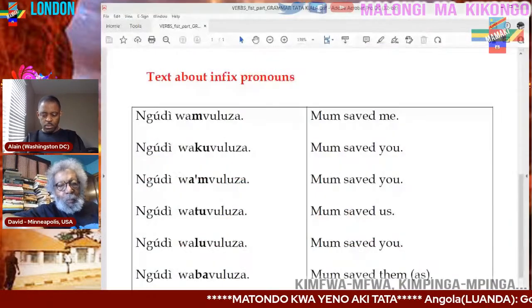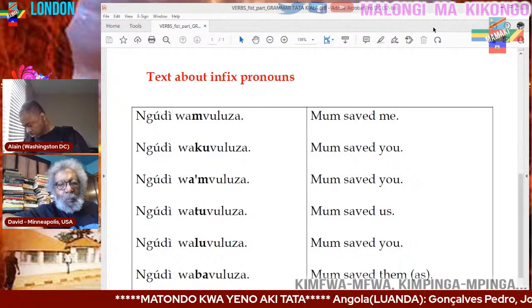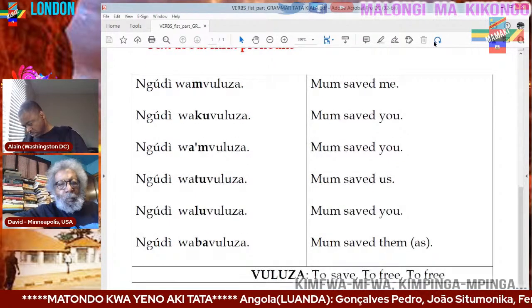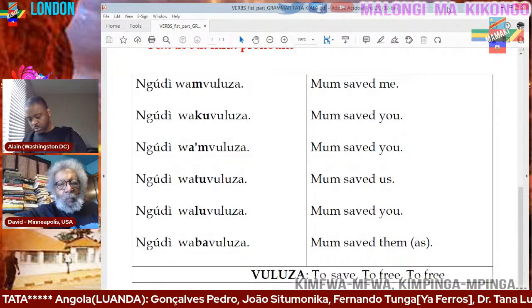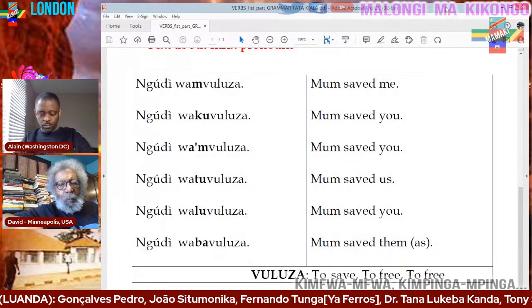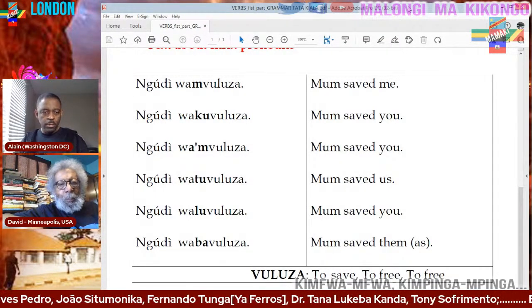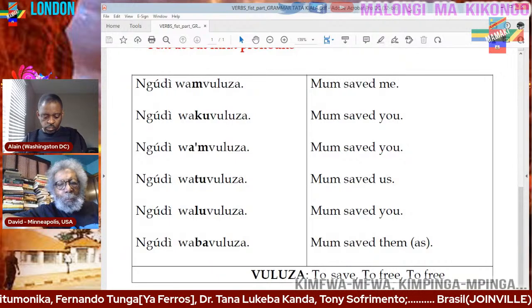Let me just go on the tonal language. Kikongo is a tonal language, and on the verb, how do you pronounce it? Very subtle, Tata David. Very subtle. Can you read it? Is it clear, visible? Can you see it? Okay, so this is past.